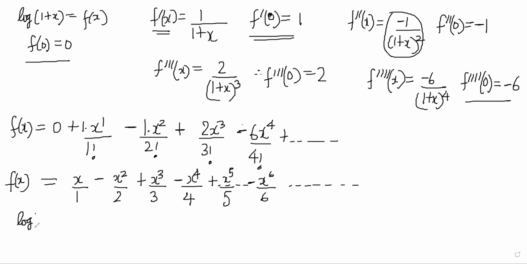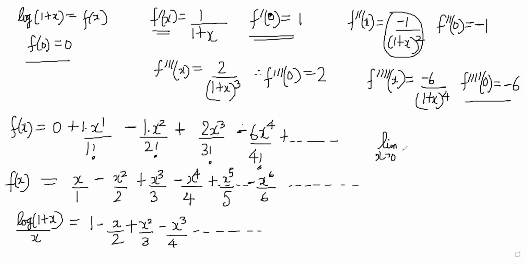Again, log(1 plus x) by x, right, will become 1 minus x by 2 plus x square by 3 minus x cube by 4 and so on. And then you put limit x tends to 0, that becomes 1. So this is also one standard limit that you can know, which is going to be 1. And it is obvious if you know the series, right? So similarly, the tan series is slightly annoying because derivatives become big, right?